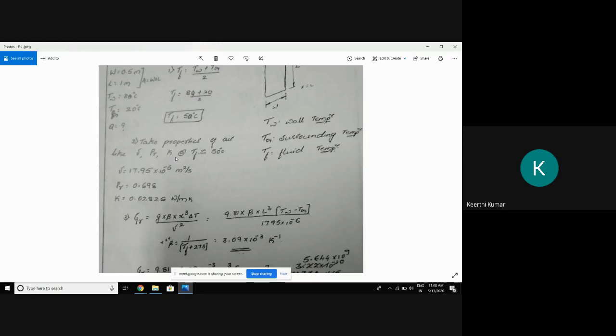Specific heat also. So you take all those properties at a temperature of 50 degrees centigrade. Here I have taken kinematic viscosity. You can take dynamic viscosity directly or like this one also, no issue. So generally for natural convection or free convection, we need nu. But in forced convection, we need mu. Remember, that is also one more shortcut.